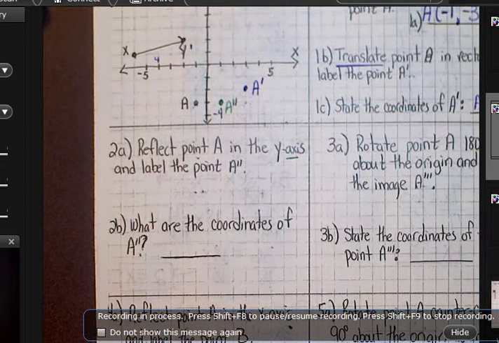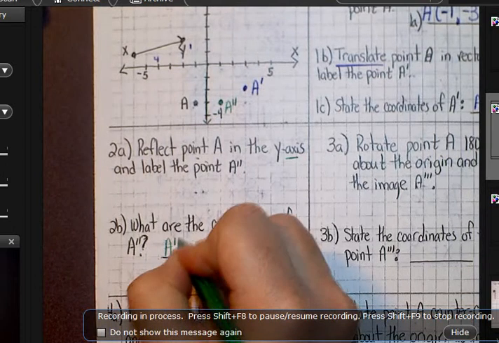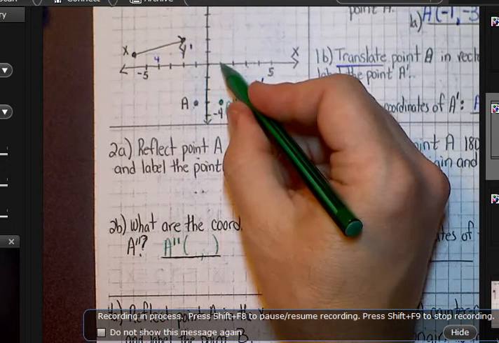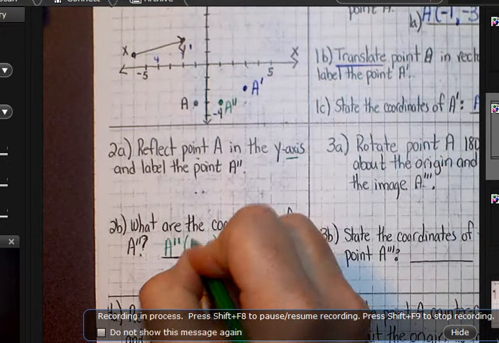It wants the coordinates for A double prime. So the coordinates of this point will be 1 in the x, 1, 2, 3 in the y, but down 3, so -3.